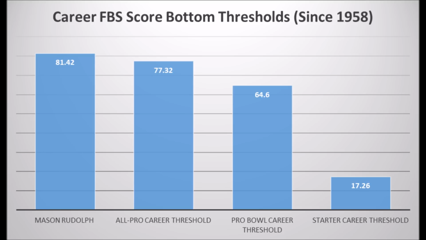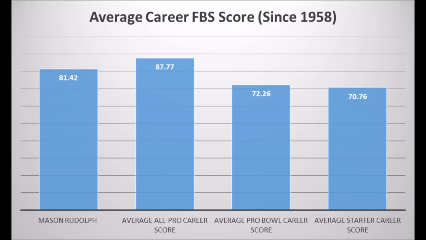And Mason Rudolph is another guy who's not exactly above the average All-Pro career score, but definitely is above the Pro Bowl career score. So the only thing that really separates Mason Rudolph from Josh Rosen is that Rudolph was about 4 points higher than Josh Rosen in terms of his career production score.